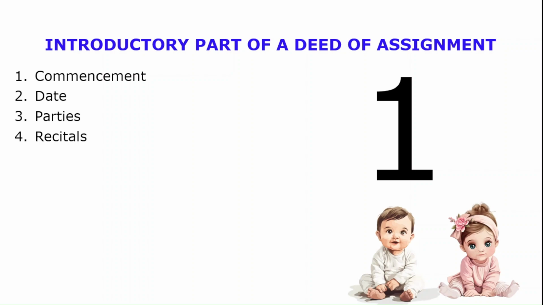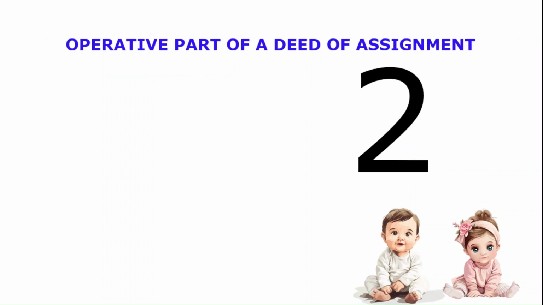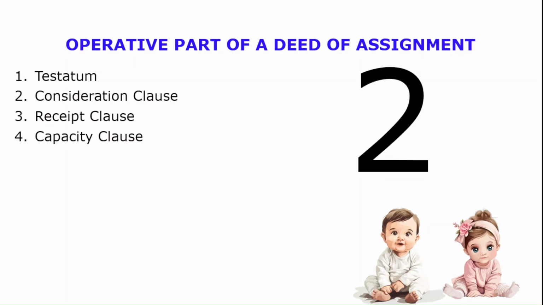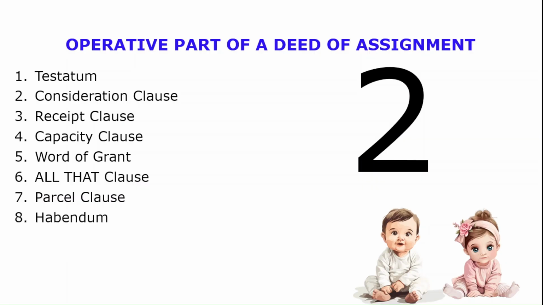Now let's look at the operative part of a deed of assignment. What are the clauses found under the operative part of a deed of assignment? We have the testatum, consideration clause, receipt clause, capacity clause, word of grant, all that clause, parcel clause, and you have the addendum. So there are 8 clauses under the operative part of a deed of assignment.